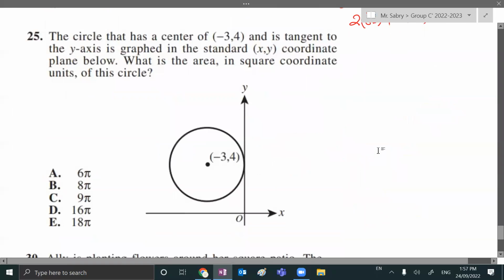This one: what's the area of the circle? To get the area of the circle, I need the radius mainly. If this is the center, then how far is this distance? Doesn't this count as the radius? Its x is negative 3 and its y is 4. So what's the distance from this point to the y axis here, which is the radius? Does anyone know?